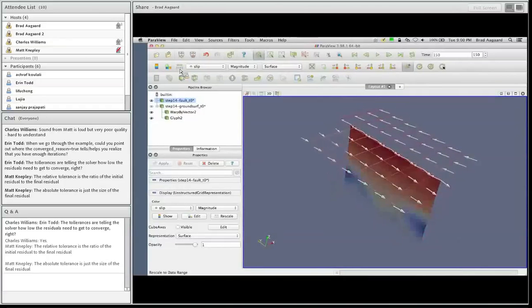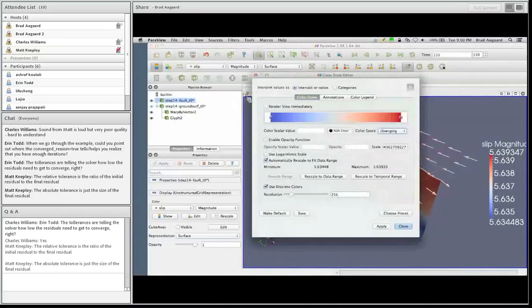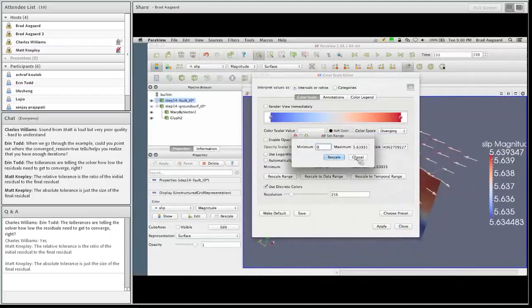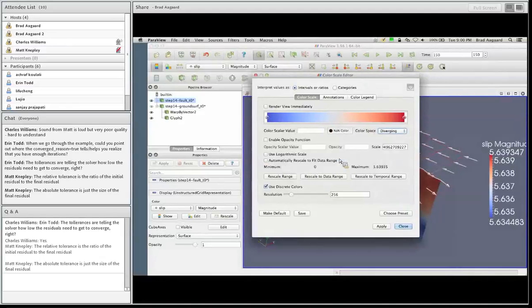We need to get what our slip scale looks like. Everything is almost uniform, so we need to recalibrate what our slip scale looks like. So here's our faults. Let's not automatically rescale. Let's set the range. Let's go to 0 to 5.